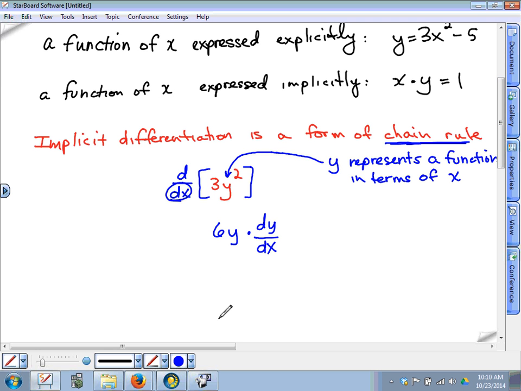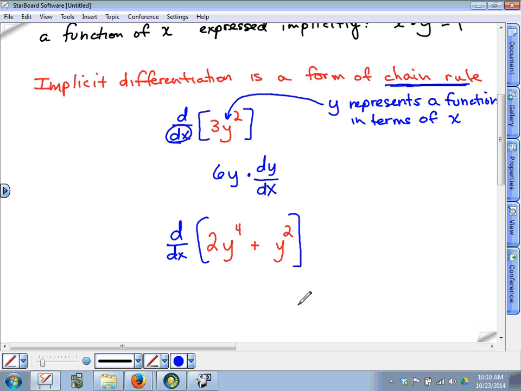What if we had something similar, 2y to the 4th plus y squared. If I wanted to take the derivative of the whole thing with respect to x, again, this is not an implicitly expressed function. This is just an expression because there's no equal sign. There's a plus sign, so we can take the derivative of each separately. Isn't that one of the rules of differentiation we learned about?